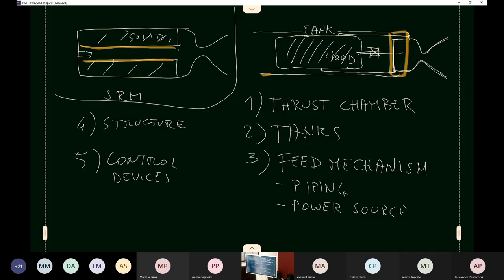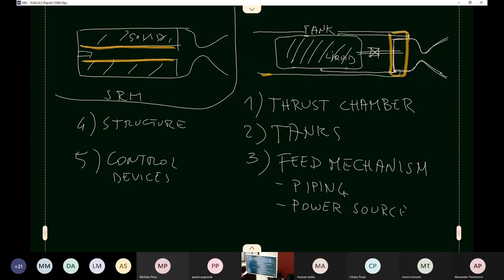So there are different possible solutions, different ways of realizing liquid rocket engines, that depend on the application first. And application means size, thrust profile, and the kind of propellants that we will use.